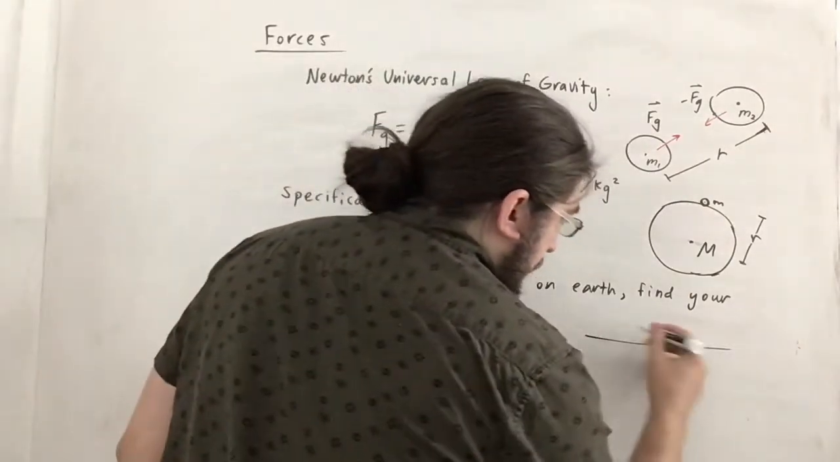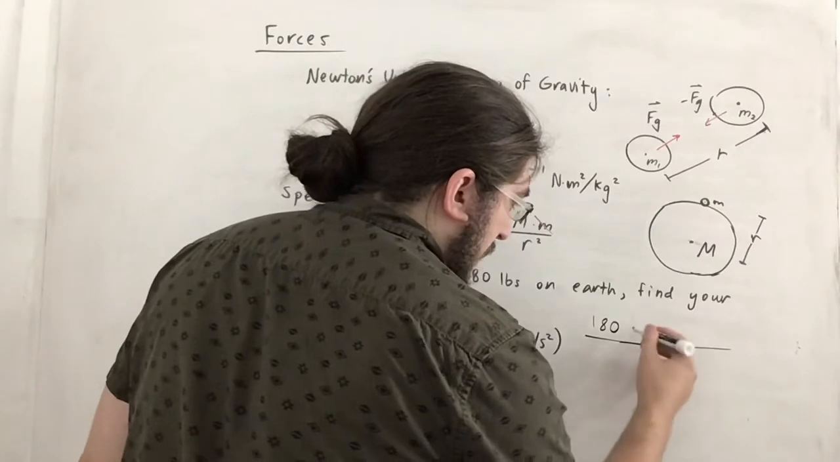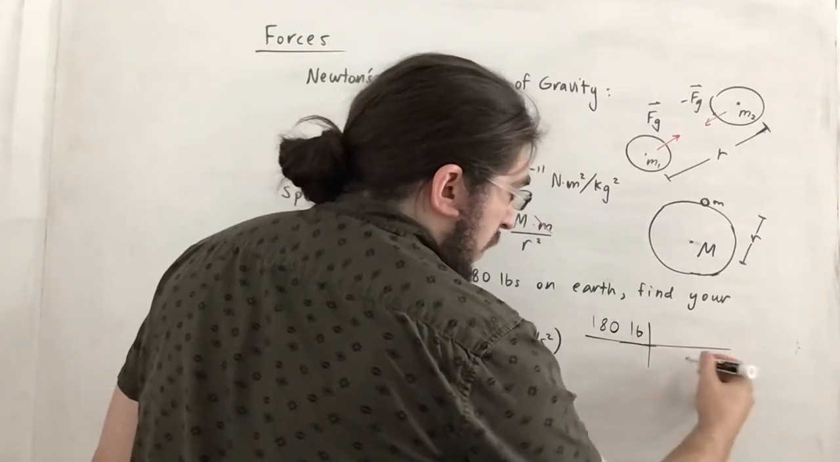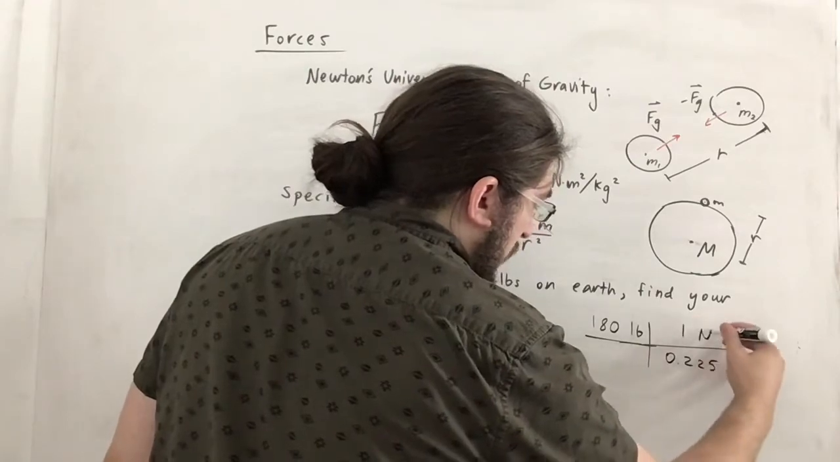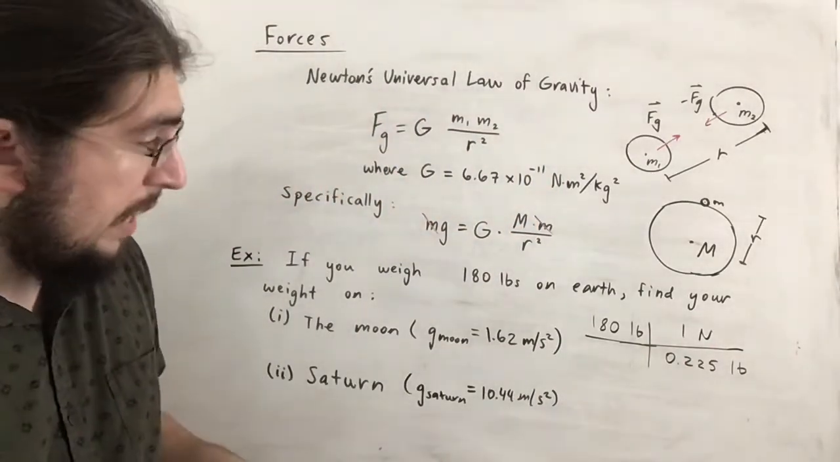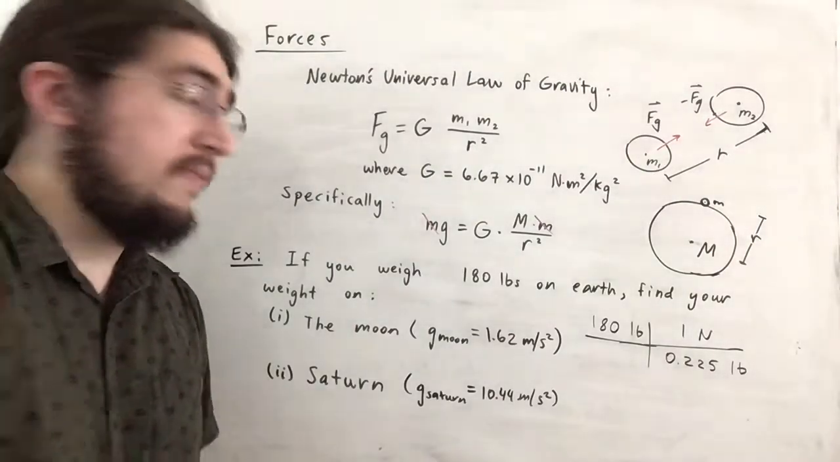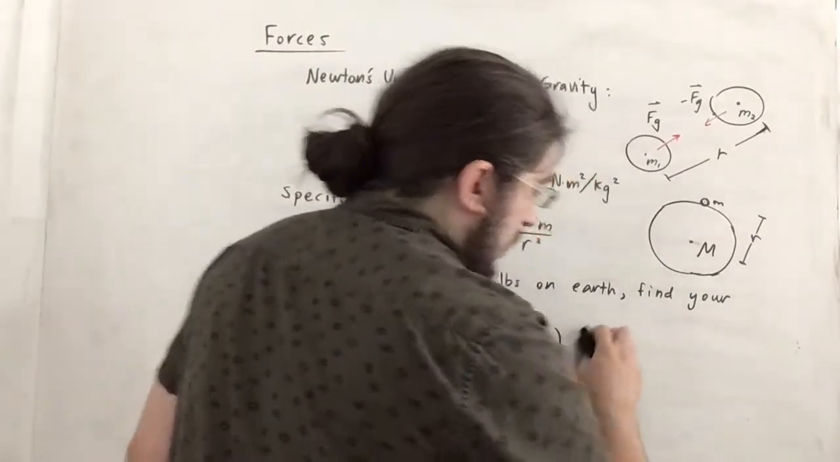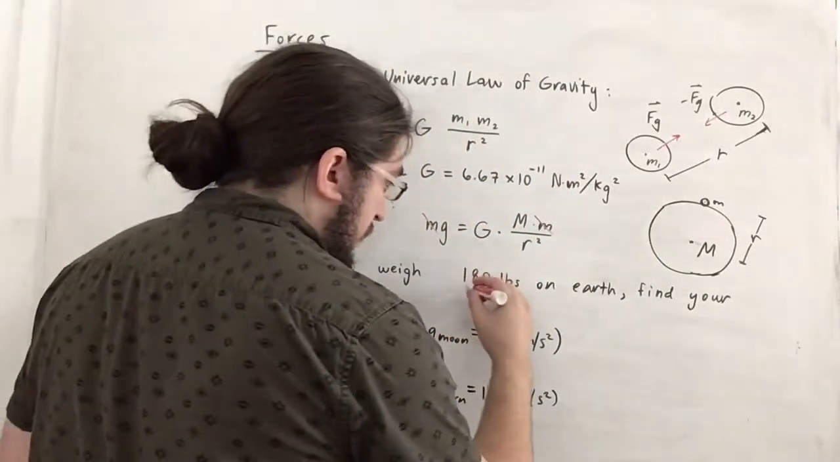And notice that if we weigh 180 pounds, let me kind of create a conversion table here. And we know that 0.225 pounds is equal to 1 newton. All we have to do is divide by 0.225. Now, when you divide 180 by 0.225, you actually get 800 even. So let me just write in red here that this is equal to 800 newtons.